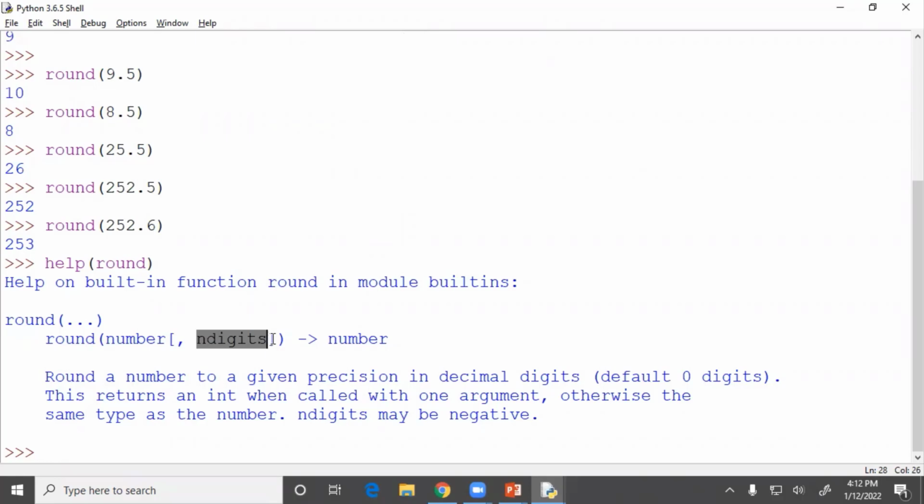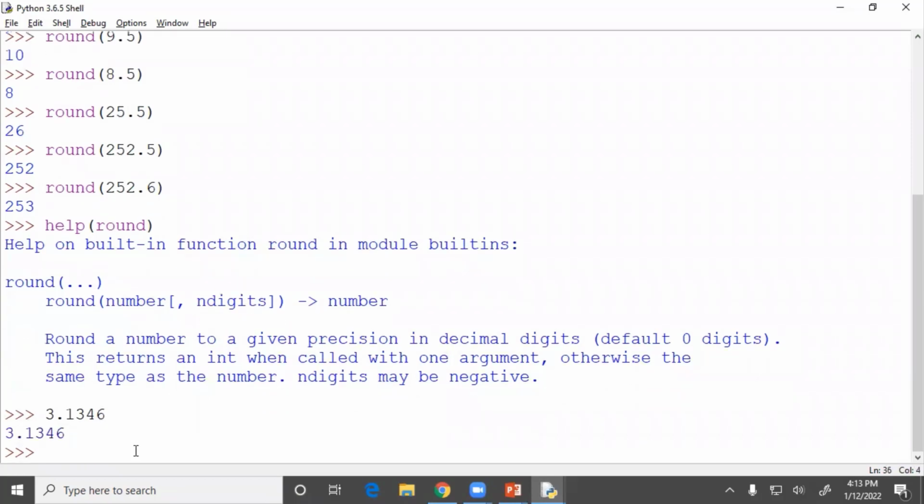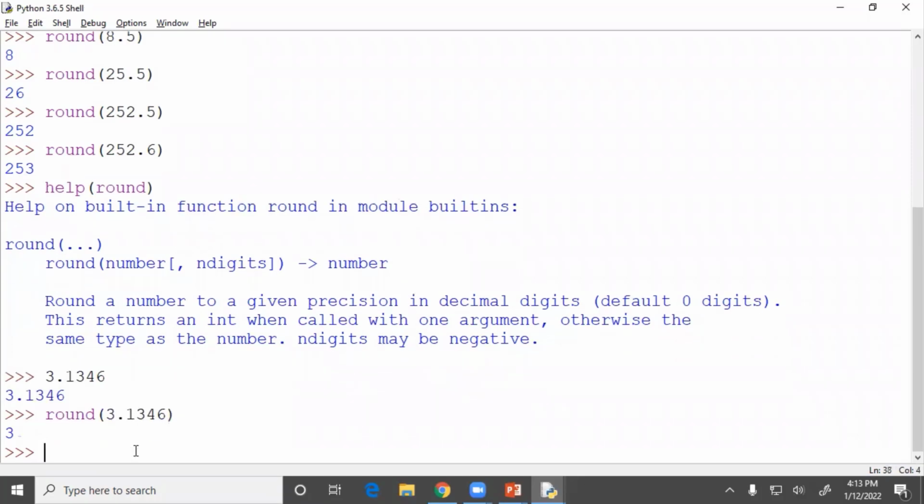And what does it mean? It means as follows. Suppose I have 3.1346. This is the number that I have. Clear? Let's write, for example, round and 3.1346. Okay, guys? I want to round this number. And as you can see, the answer is going to be 3.